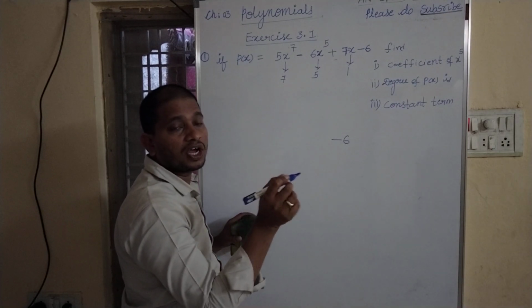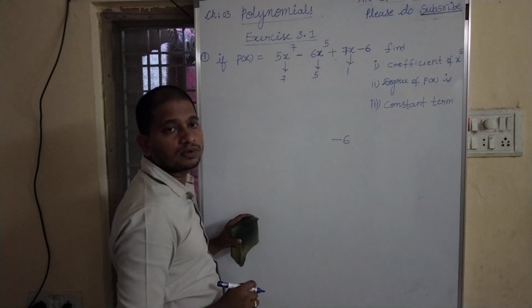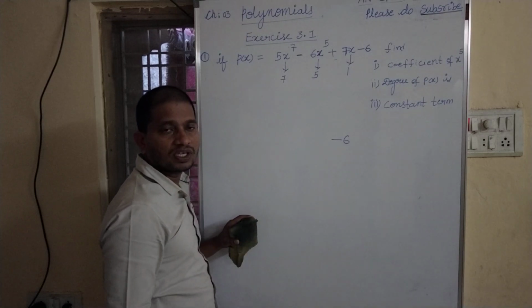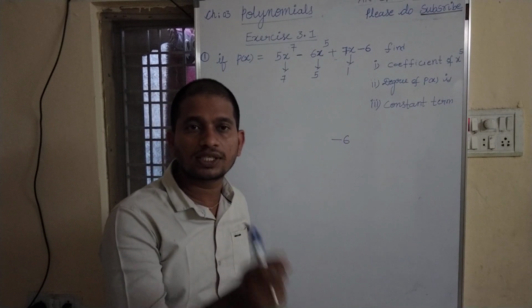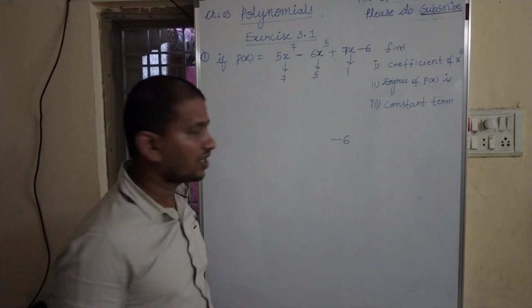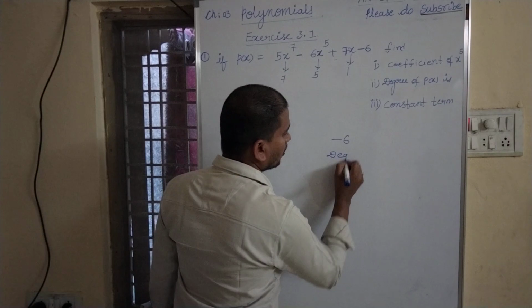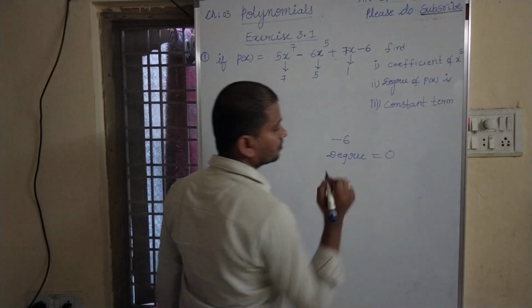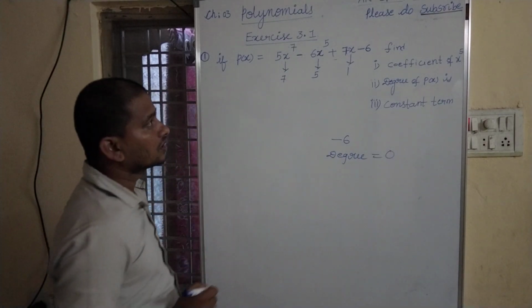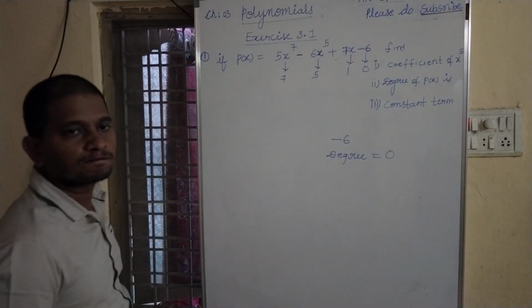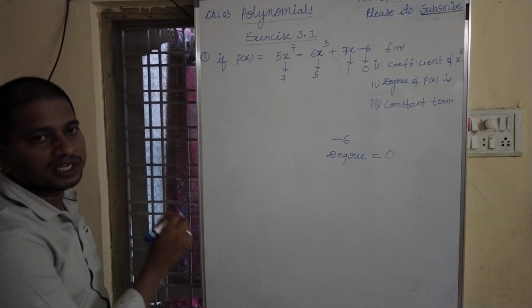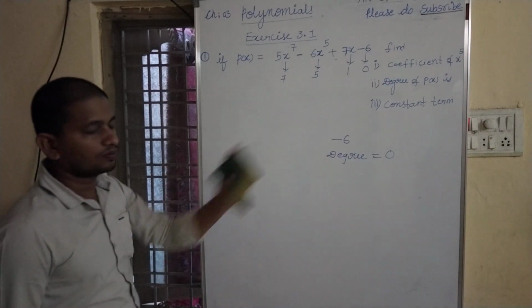What is the degree of a constant term? Very important. The degree of a constant term is 0. Okay? So you can say here the degree is 0. The highest power here is nothing but the degree of the given polynomial, which is 0.